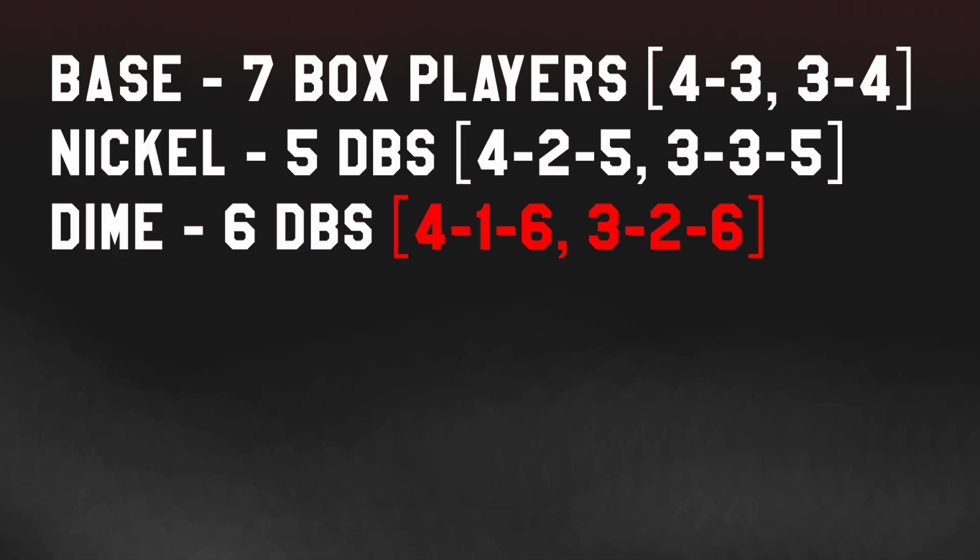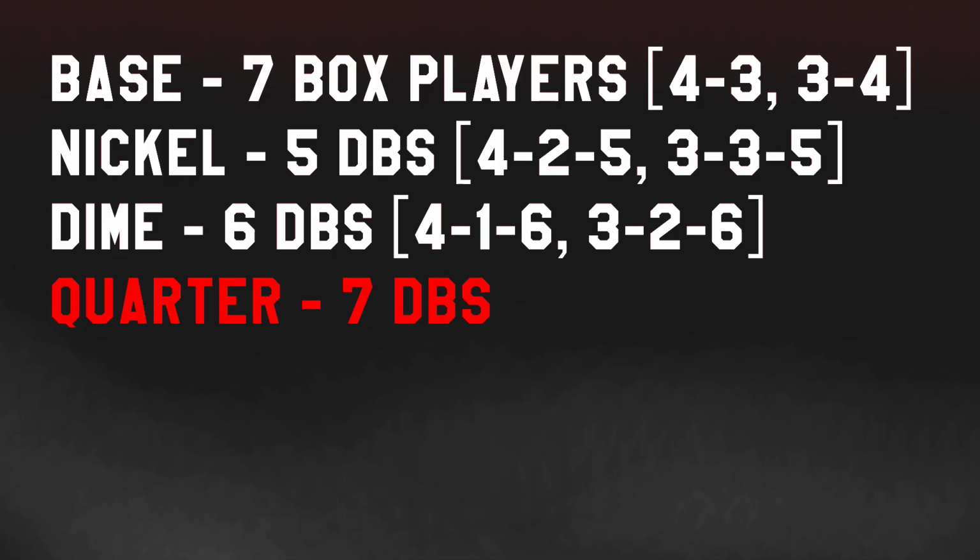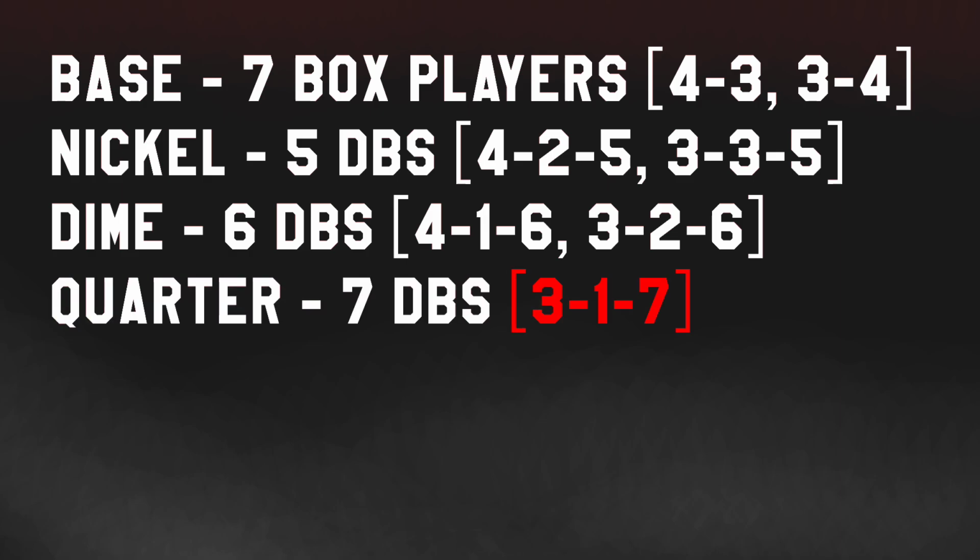And in theory, we can expand this even more to 7 defensive backs, which would just be called a quarter defense. This would be a defense where we have only 4 players within the box. So maybe 1 down lineman and 3 linebackers, or 3 down linemen and a linebacker, or even a 2-2-7 in that regard. But this is a defense that really isn't ran in the NFL. It's more of just a concept.